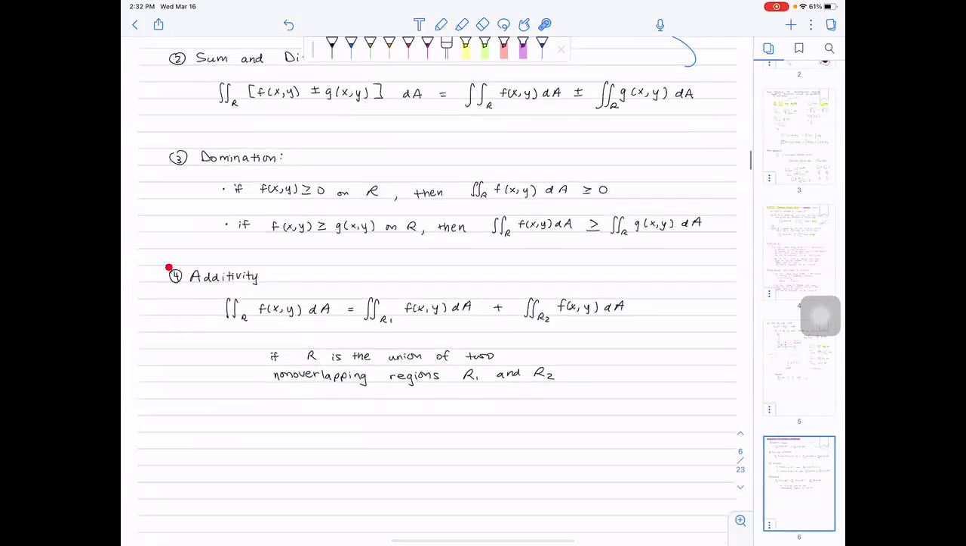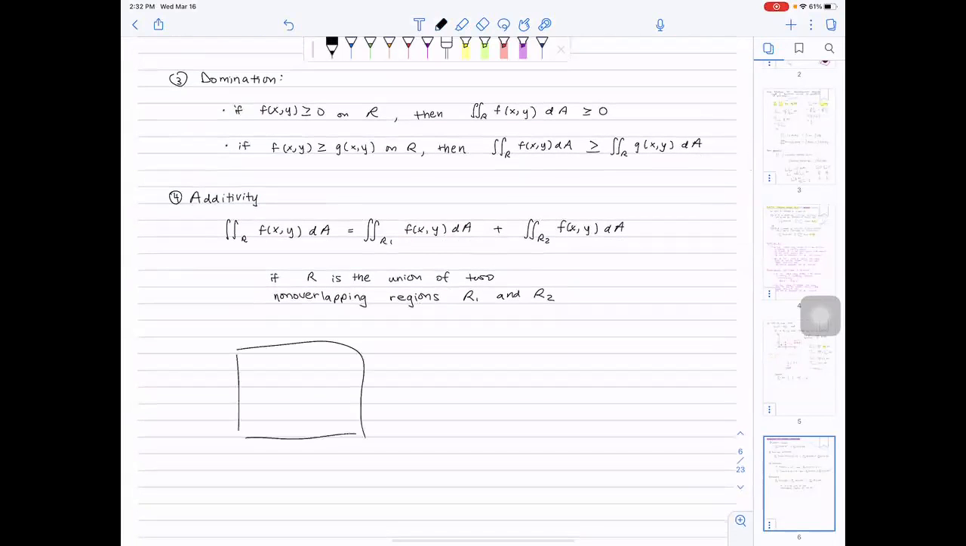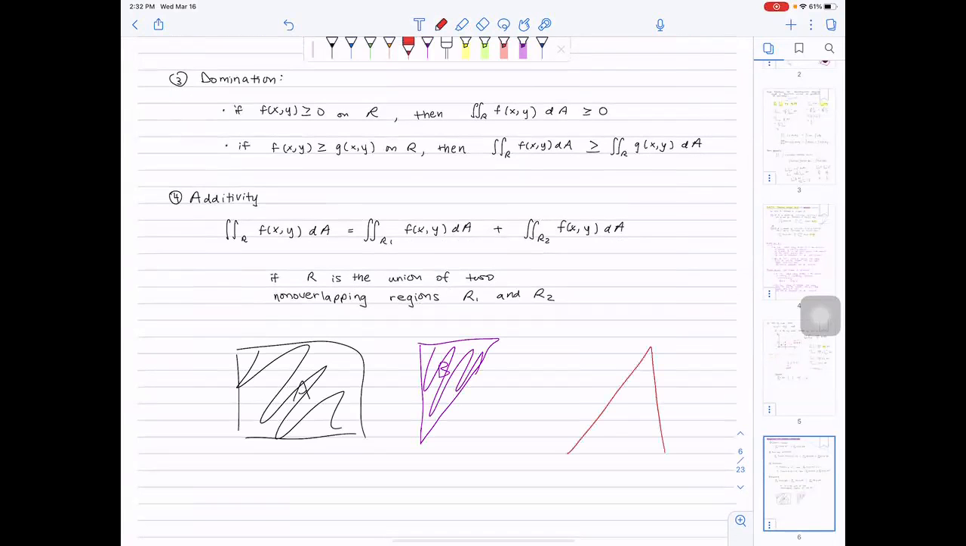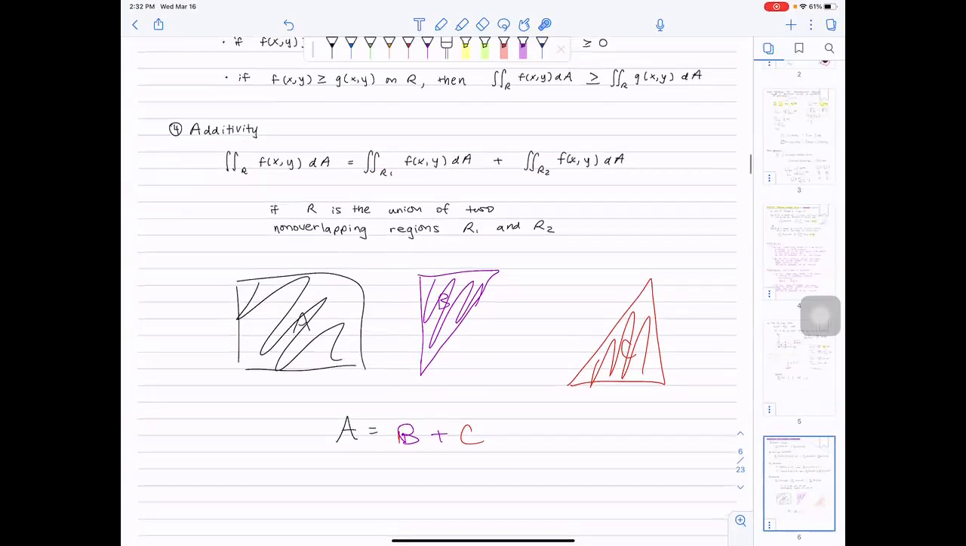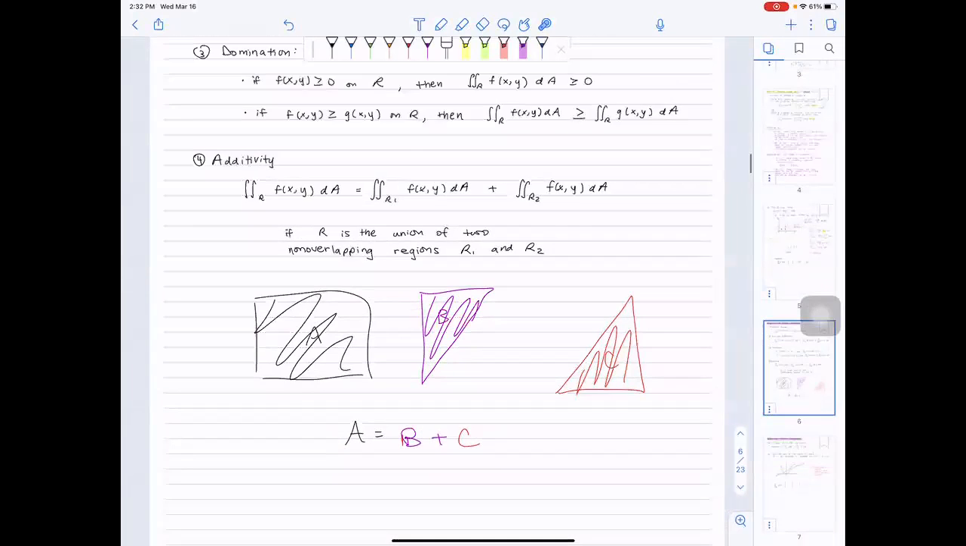And additivity, this is the nice one, is where if you have some big region, for example this big region A, and we're given this other region B, and you're asked to find the area of this region C, then you could say that A should equal B plus C. That's what additivity is saying. If you have two regions, this purple one and the red one, which add up to the black one, then you could add those regions. Any questions on that?